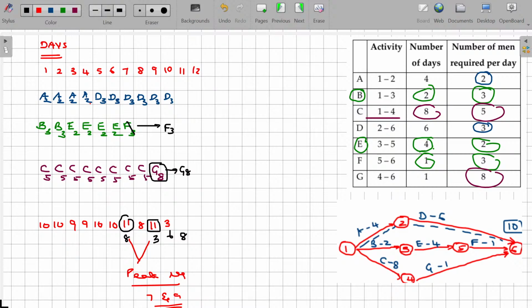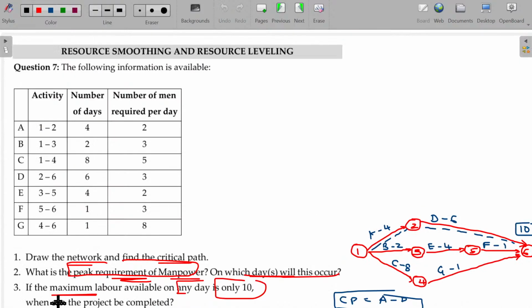Due to the non-availability of sufficient laborers, though the project can be completed by the 10th date, as per this requirement it's the 11th date. The project can be completed only by the 11th date because of the resource allocation. If the maximum labor available on any day is only 10, when can the project be completed? Definitely we cannot complete the project by the 10th date. It will take one extra day.